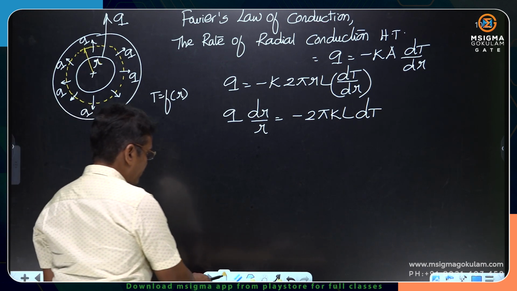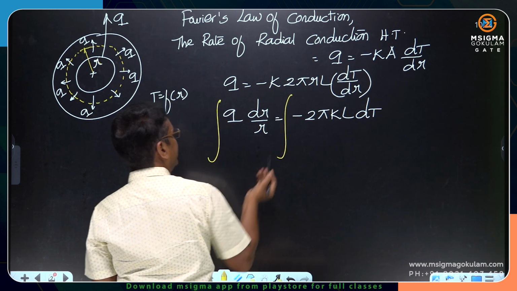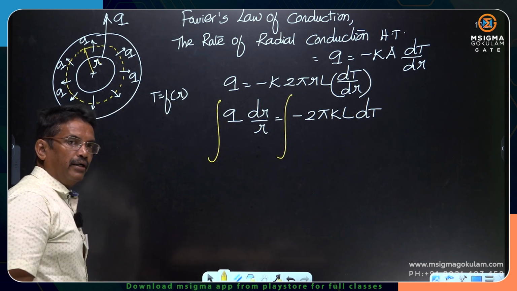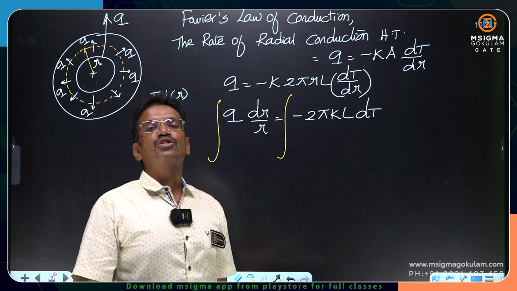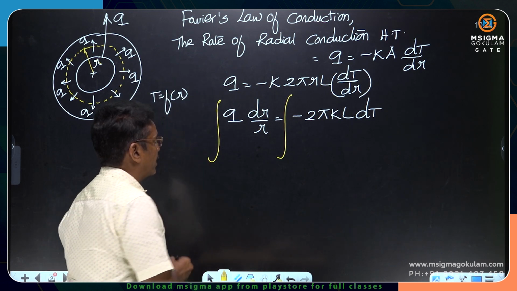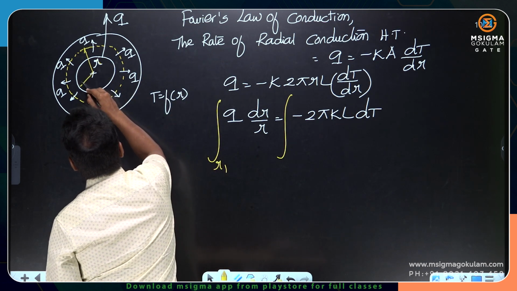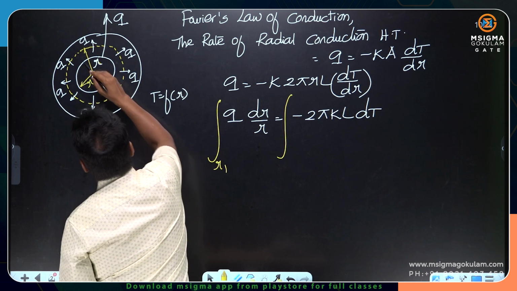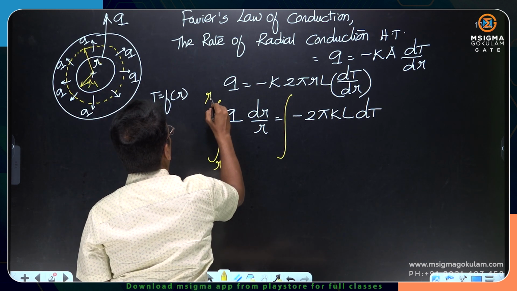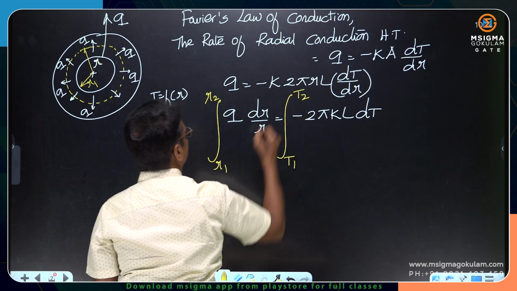Now you could integrate this equation, both sides. But while integrating, I would like to keep the limits of integration so that the constant of integration can be avoided. It need not be written. What are the limits for the R? Inner radius R1, outer radius R2, R1 to R2. What are the respective temperatures? T1 to T2.